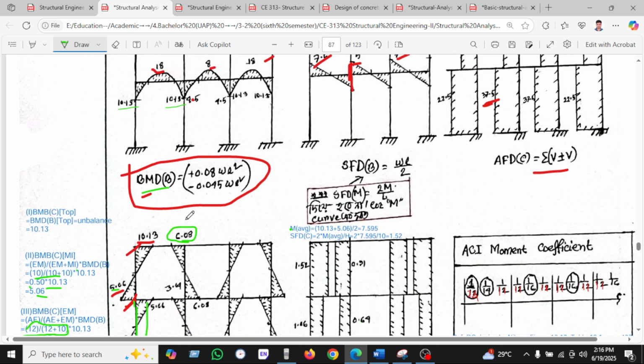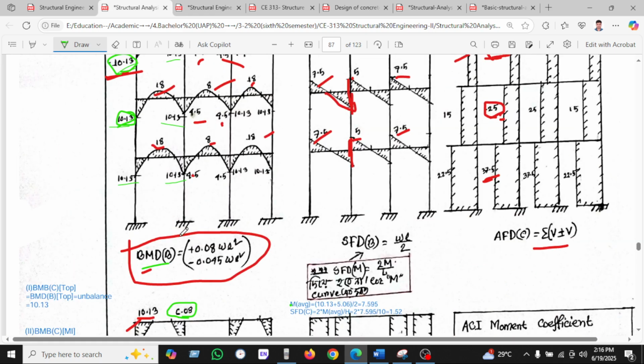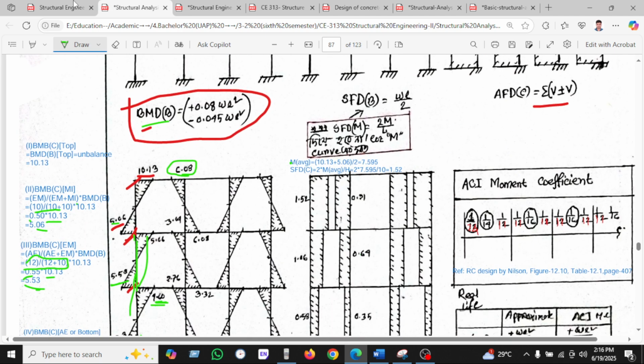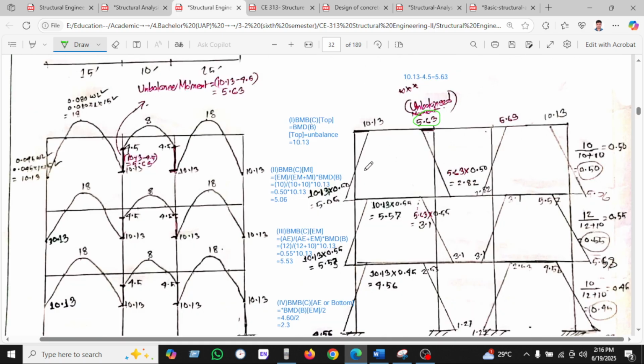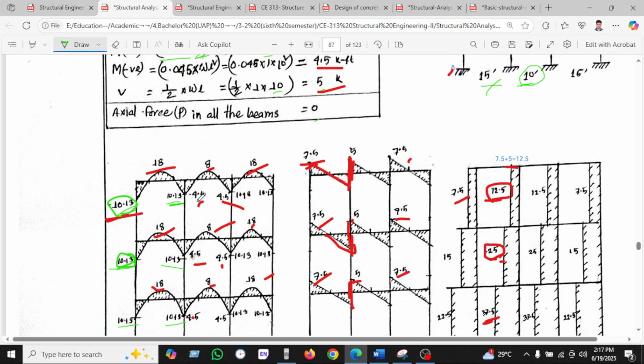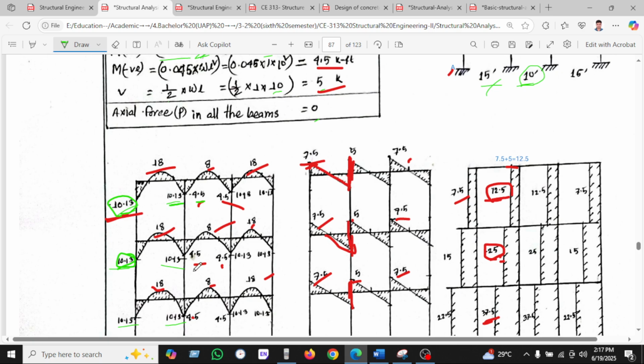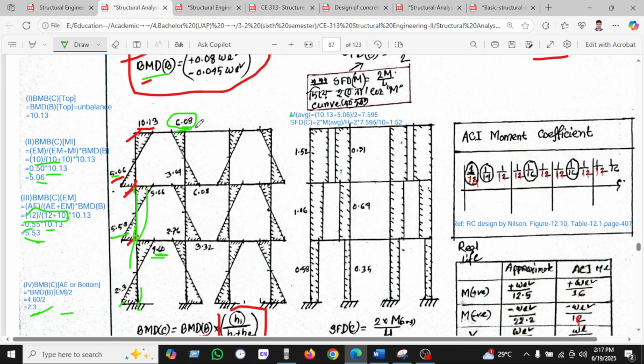It is unbalanced, as we have seen here. How will we get this 5.6? It is the same as 6.08. How will we get this 5.3? We have found here 10.13, and this is the unbalanced 4.5. So if we deduct here, then we will find 5.63. In this way we have found 5.63.